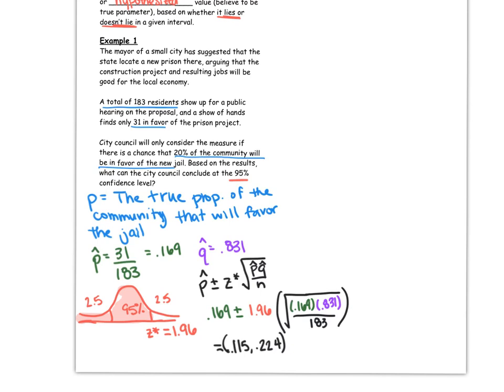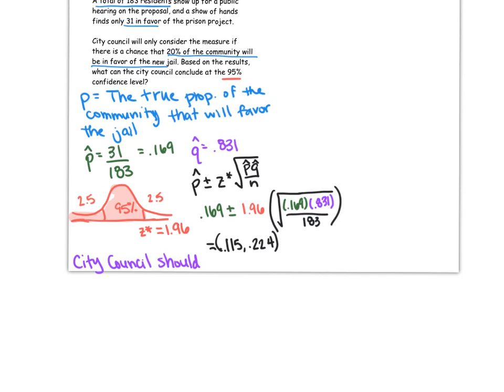Now, go back and answer the question. The city council only considers the measure if there's a chance that 20% of the community will be in favor of this new jail. Based on the results, what can the city conclude at the 95% confidence level? Based on this interval, is 20% a plausible value? Yes. So we're going to say this: city council should consider the measure. Why? Because 20% is inside the interval.